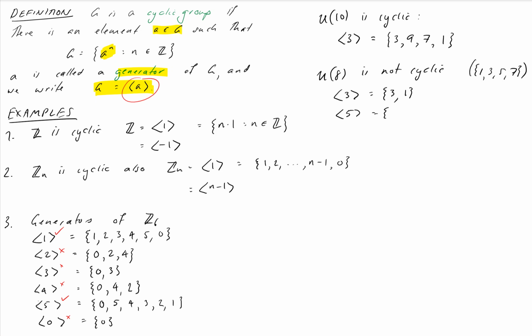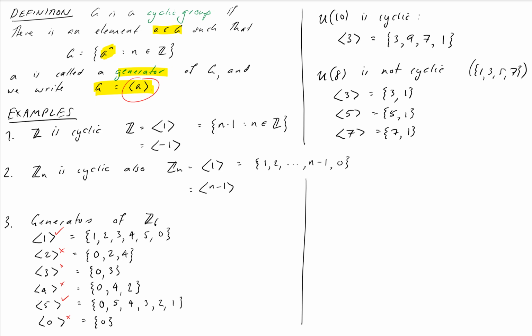Okay, 5 squared is 25, which is 1 mod 8, because it's 1 more than 24. 7 squared is 49, which is 1 more than 48. So all of these other three things generate cyclic subgroups of order 2. None of the entries are generators of the entire group, so U of 8 is not cyclic. So we can't say anything general about our U groups being cyclic or not, because some of them are, some of them aren't. It really depends.